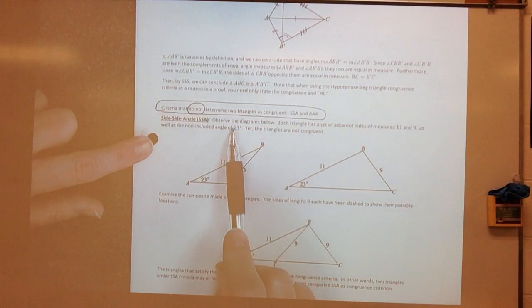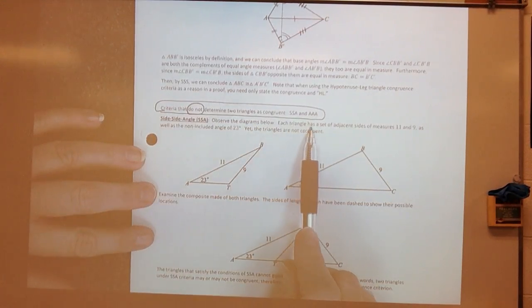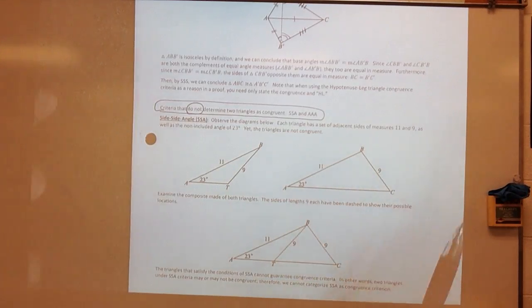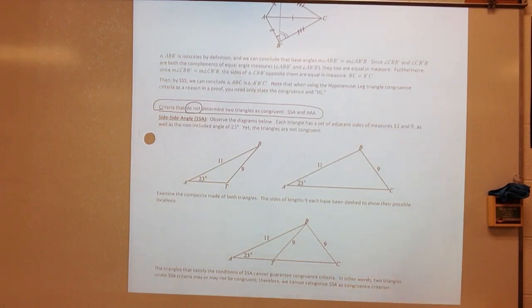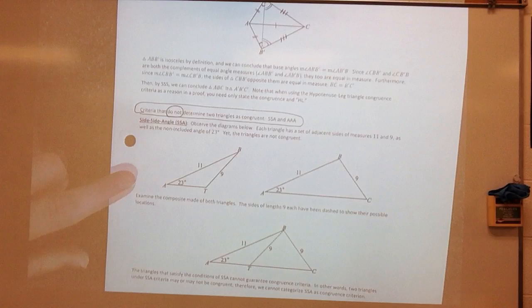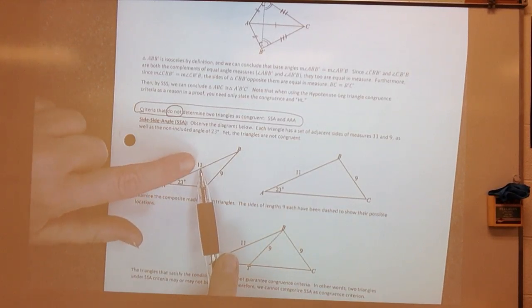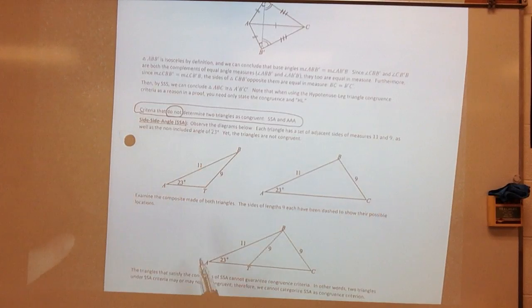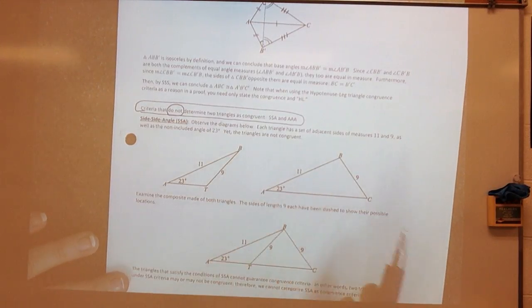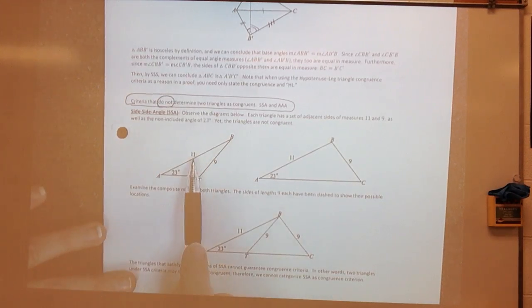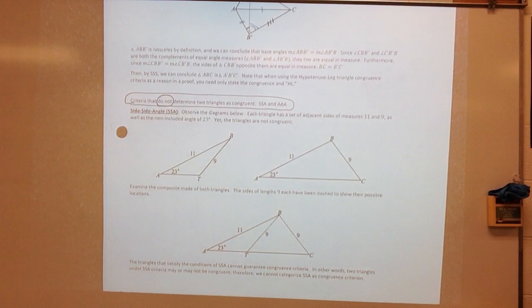Side-side-angle. Observe the diagrams below. Each triangle has a set of adjacent sides that measure 11 and 9, as well as a non-included angle of 23 degrees. Yet the triangles are not congruent. So look at this. I've got a side that's 11, I've got a side that's 9, and I do have an angle. But looking at those triangles, I can see that they are nowhere near the same. So they are not congruent triangles. Look at this small angle here. So I cannot use the side-side-angle theorem.